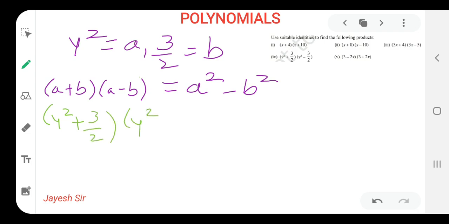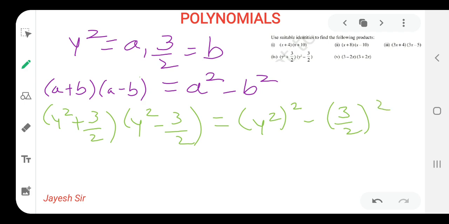Similarly a means y square and b means minus 3 by 2. As we have written the sum, it can be related with our formula also. I hope you all might be getting it till now. The simple thing that we are supposed to do now is put the value of a, that means y square, and square again, and b raised to square, that means 3 by 2 square.